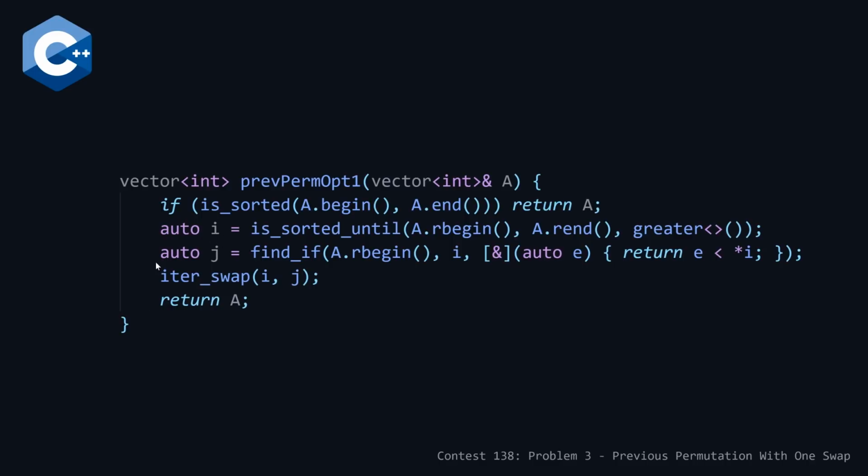And then basically we want to make a call to find_if to find the first element that is less than the value at I. So we have a lambda here that's checking, is the current element that we're looking at less than the value that is at the position that the iterator I is pointing to. And note that we're also using reverse iterators here because we're starting from the back of the array. And once we have both I and J, we just swap those and return it.